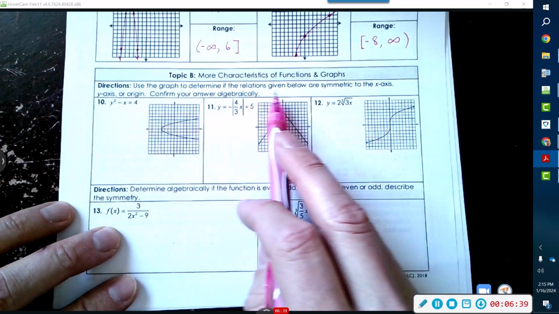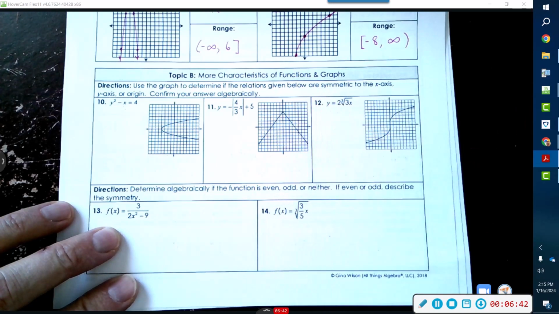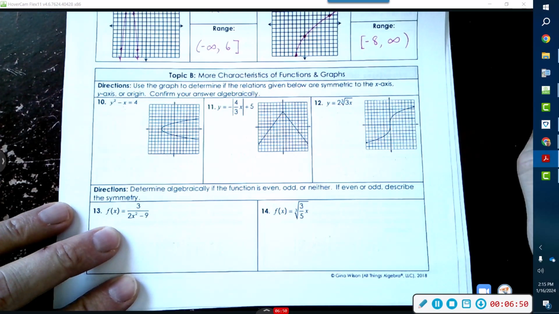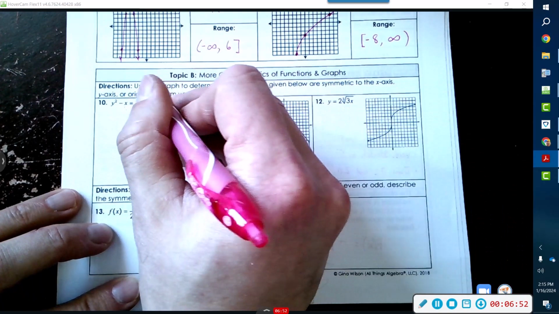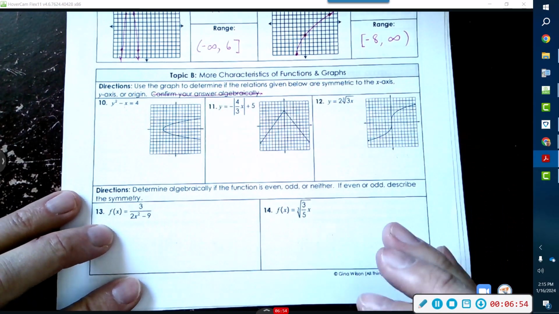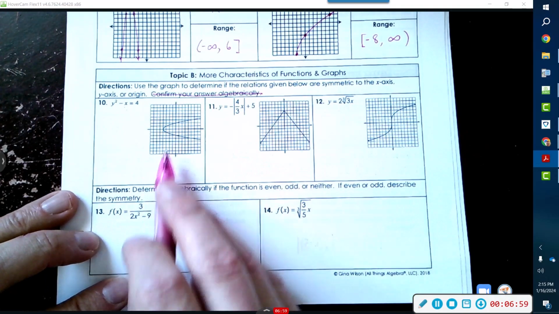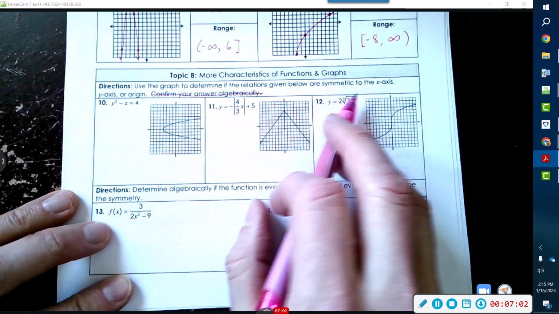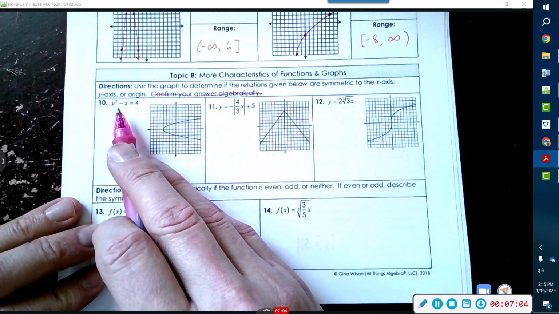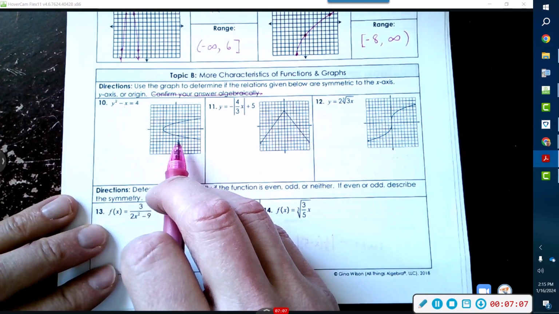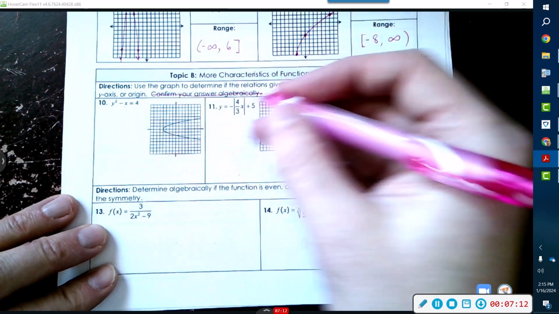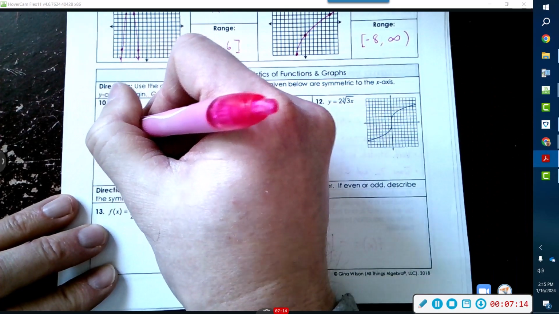Use the graph to determine if the relations are symmetric to the x-axis, y-axis, or the origin. Now, what we definitely do not want to do is confirm this algebraically, okay? We're not going to do that. We will do this even/odd algebraically, but we're not going to do symmetry, okay? So anyways, is this guy symmetrical? Looks like he could fold on the x-axis, so he is symmetric to the x-axis.